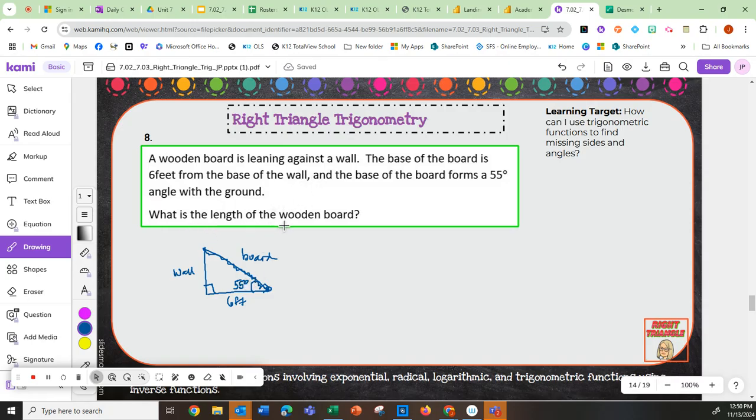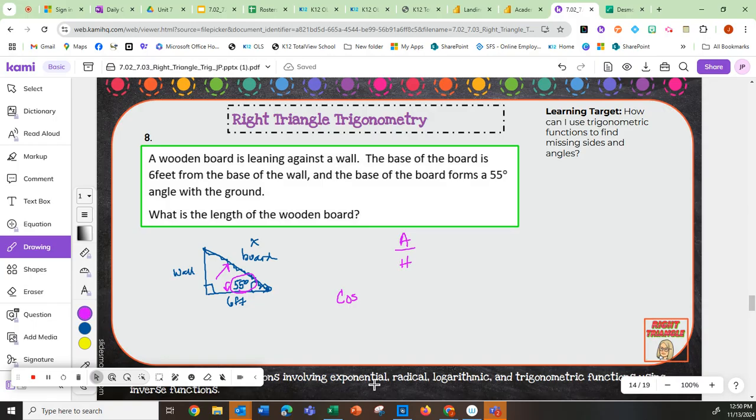What is the length of the board? Oh, by the way, it says I got 6 feet here. So it wants to know the length of the board. We're going to let x be the board. We're going to view this problem from our angle, always viewing it from the angle, not the right angle. And let's look at what we know. We know the adjacent leg is 6, and we're looking for the hypotenuse. If we're dealing with adjacent and hypotenuse, that means we have to choose cosine.